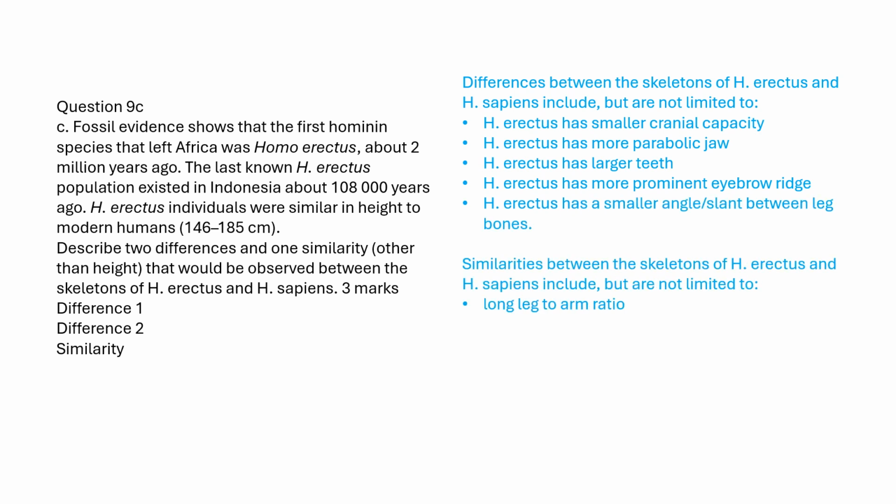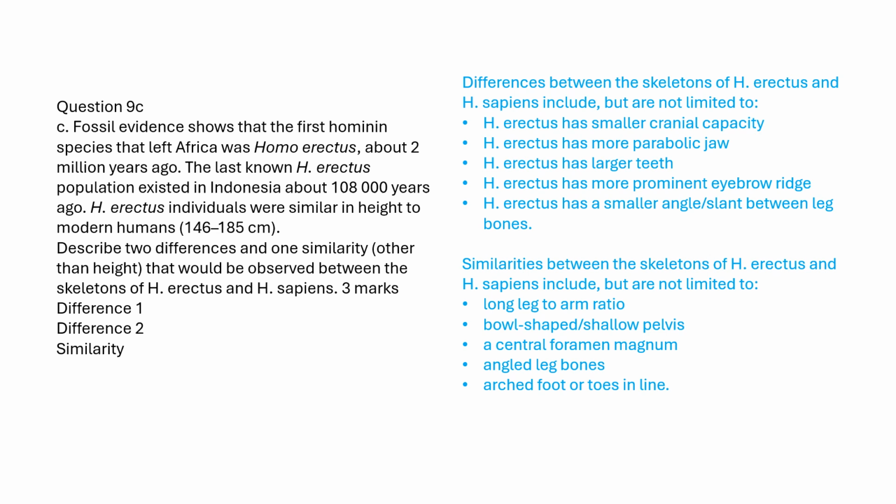Similarities between the skeletons of H. erectus and H. sapiens include, but are not limited to, long leg to arm ratio, bowl shape/shallow pelvis, a central foramen magnum, angled leg bones, arched foot or toes and line. Please write 2 differences and 1 similarity.